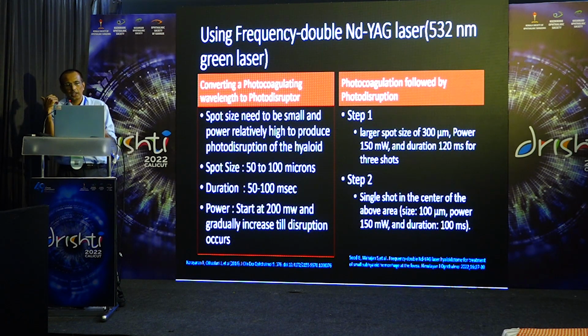There is another slightly different way we do it, a two-step procedure, especially when it is a subhyaloid hemorrhage, because you've got two membranes there. We start with a large spot size of 300 microns, power of 150 milliwatts and duration of 120 milliseconds for 3 shots. This produces slight photocoagulative effect so that the membrane over it is stretched. Due to the stretched membrane, we can now apply a photodisruptive focal laser, a single shot in the center of the photocoagulated area, with size 100 microns, power 150 milliwatts and duration 100 milliseconds, to produce a disruption.